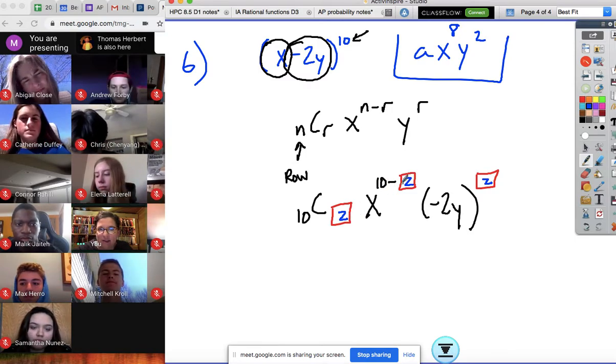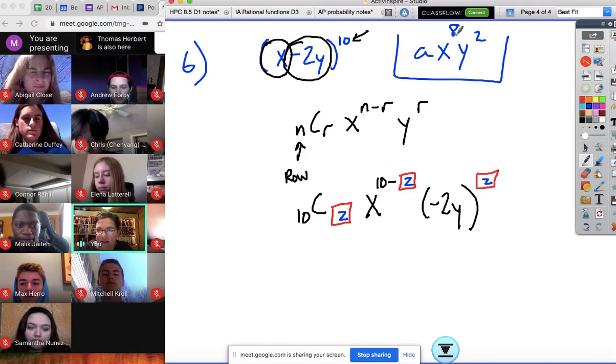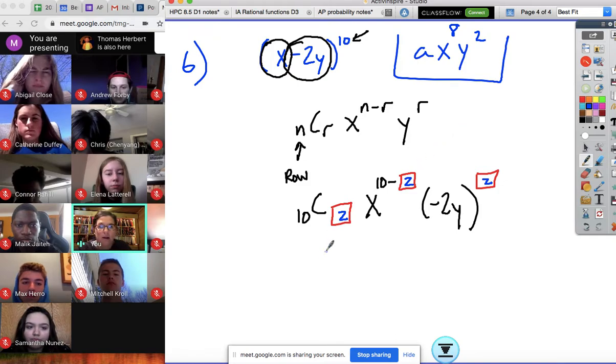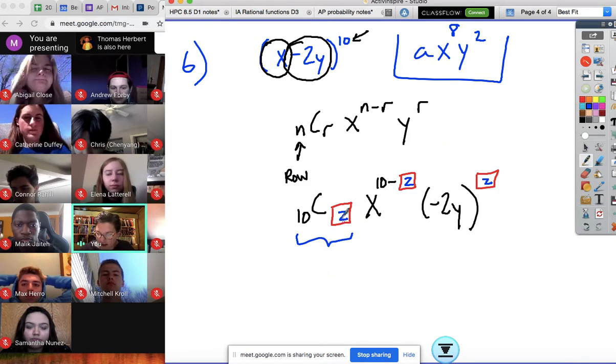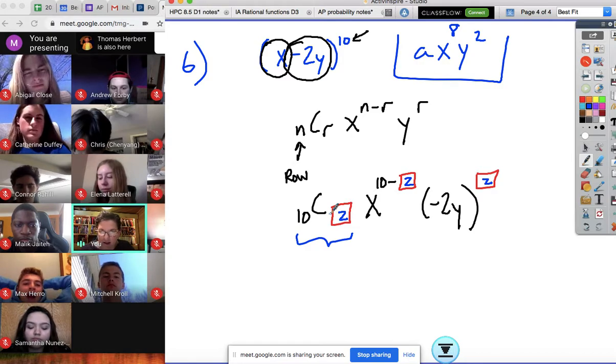Now look what happens if you put a 2 in all of these. 10 minus 2 is 8. Do you see how you are going to get x to the 8th? And you are going to get a y squared. So it's going to work out. Now what you need to do is just do some work in your calculator. So you've got to do 10 choose 2 in your calculator, and you're going to get 45.